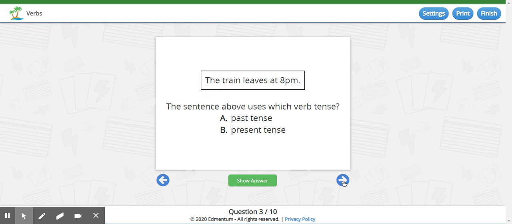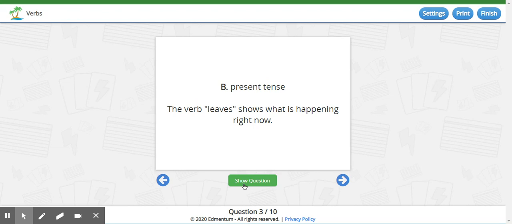Now, leaves. Is that a past tense verb or a present tense verb? If you think it's a past tense verb, I want you to clap twice. If you think it's a present tense verb, I want you to clap twice. Okay. B, present tense. The verb leaves shows what is happening right now. Present tense happens now. And a lot of time, present tense verbs end with S.